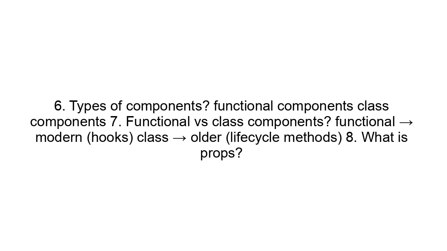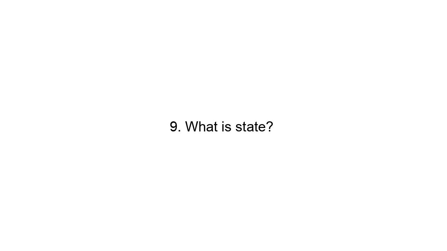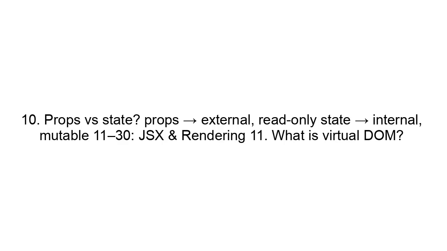6. Types of components: functional components, class components. 7. Functional versus class components. Functional means modern, hooks. Class means older, lifecycle methods. 8. What are props? Data passed from parent to child component. 9. What is state? Internal data of a component. 10. Props versus state. Props means external, read-only. State means internal, mutable.